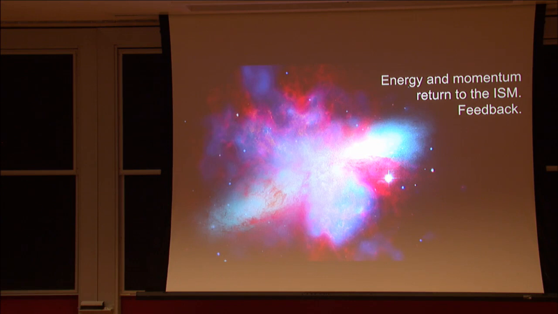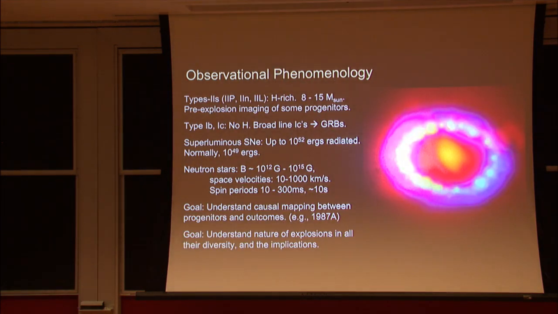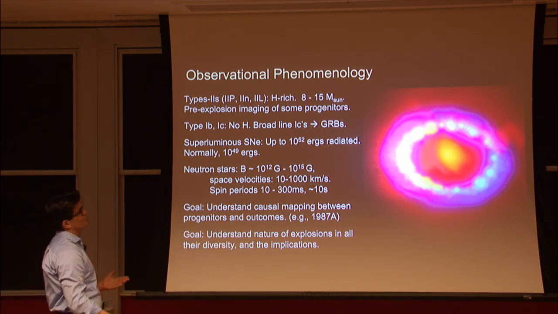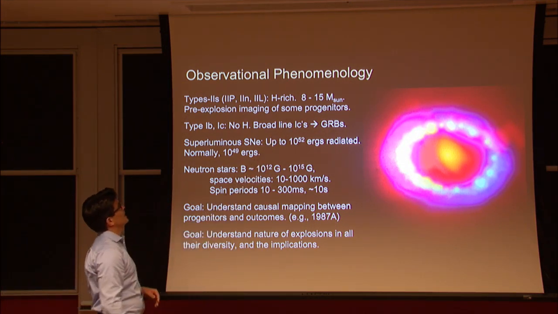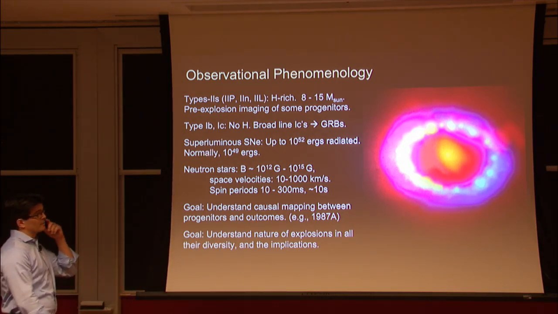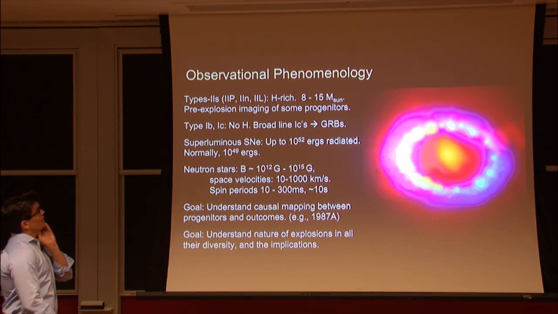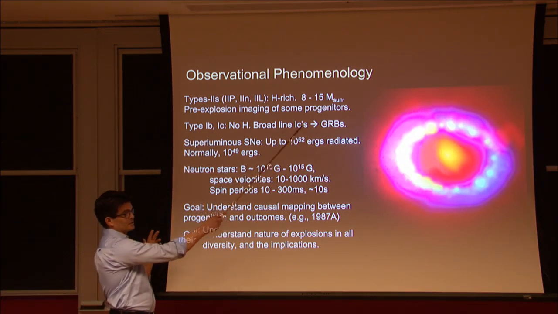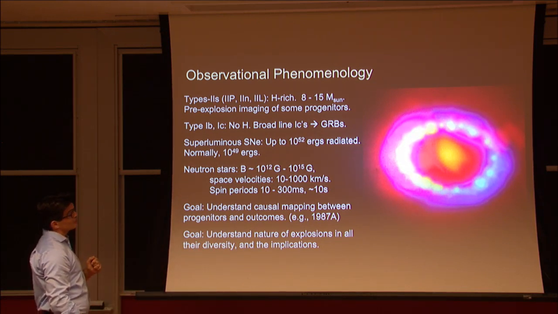So what do we see when we look at supernovae? We see all kinds of things. There's a huge observational phenomenology, which I'm not going to go into. There are type 2s, which are hydrogen-rich. We know that they originate from sort of 8 to 15 solar masses. We see pre-explosion imaging of some progenitors, famously 87A. There are type 1Bs, type 1Cs with no hydrogen. There are broadline 1Cs, which are associated with GRBs.